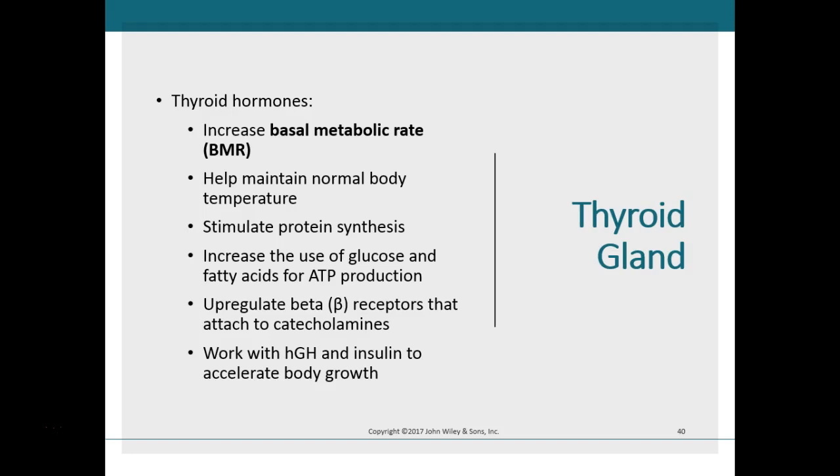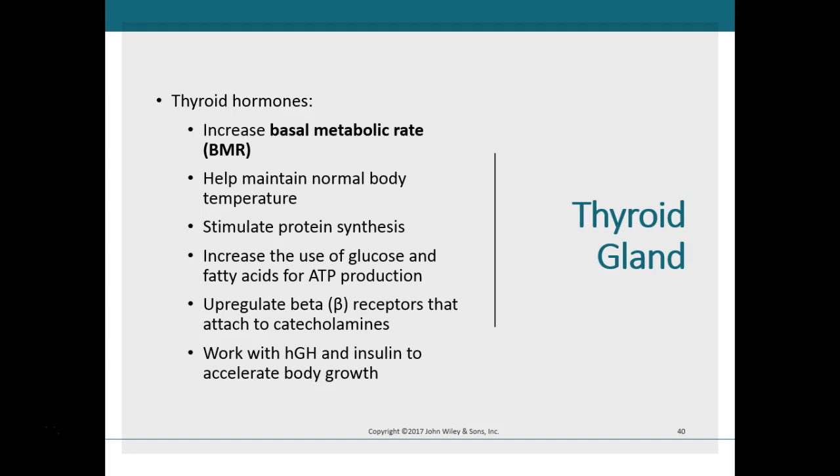As cells make and use more ATP, of course, heat is being given off. Basal metabolic rate increases, temperature increases. So the thyroid gland in this way produces hormones that help to maintain normal body temperature. It's been seen that normal mammals can survive for some time in freezing temperature, but if you take the same species of animal and remove their thyroid gland, those animals will freeze to death and die in that cold.